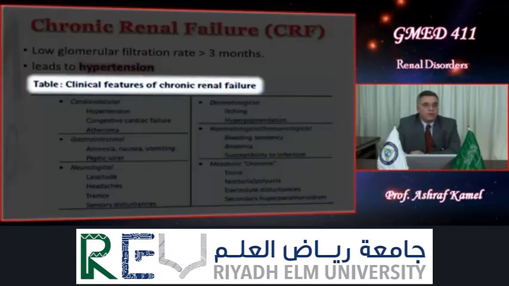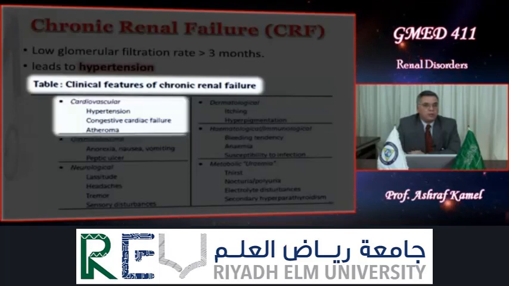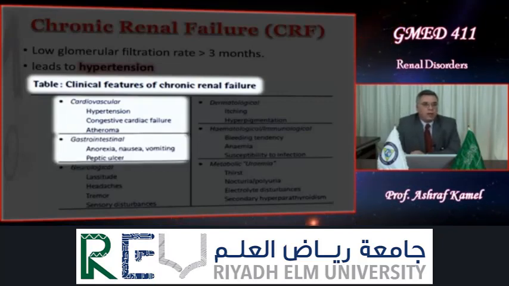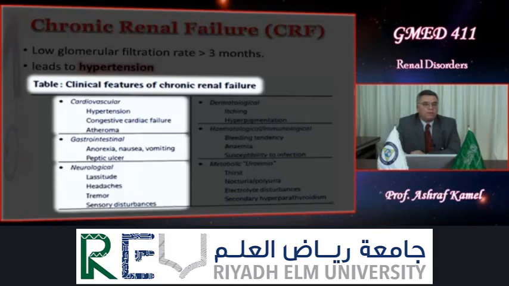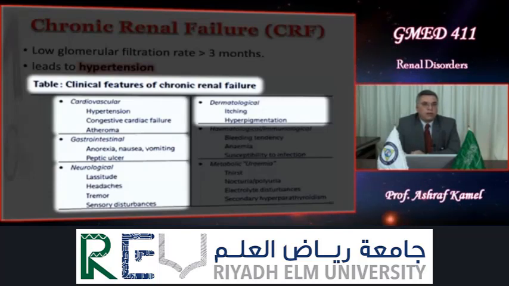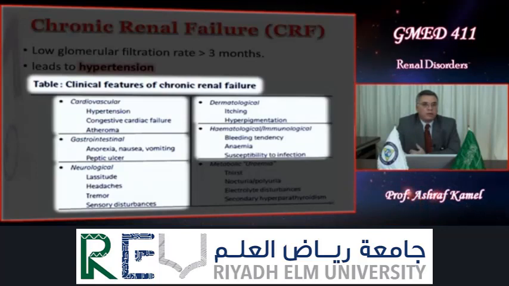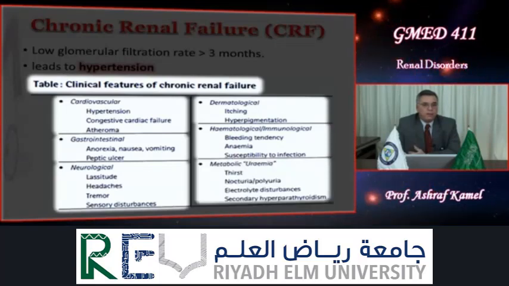And the clinical features of chronic renal failure include all the body systems: cardiovascular with hypertension, congestive heart failure, and atherosclerosis; gastrointestinal, anorexia, nausea, vomiting, peptic ulcer; neurological, lassitude, fatigue, headaches, tremors, sensory disturbances; dermatological, itching, hyperpigmentation; hematological or immunological, bleeding tendency, anemia, susceptibility to infection; and metabolic, there's thirst, nocturia, polyuria, electrolyte disturbances, and secondary hyperparathyroidism.